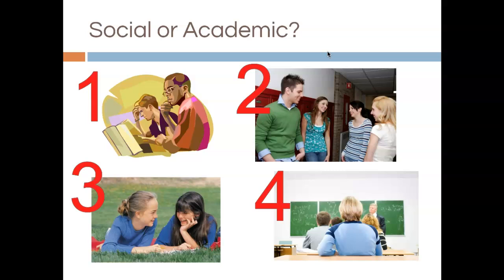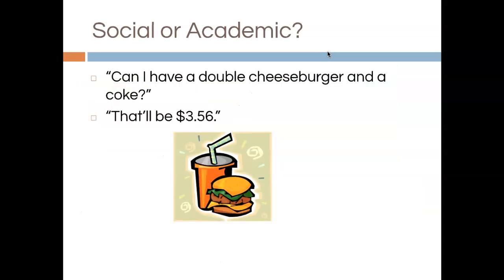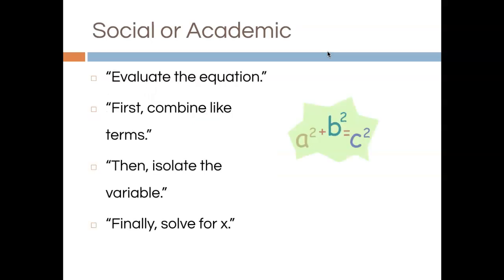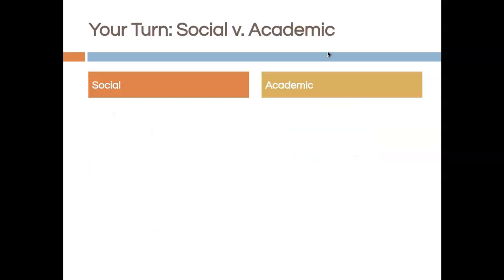Okay. So which ones are social and which ones are academic? Answer the question, please. How about this? Can I have a double cheeseburger and a Coke? That'll be $3.56. How about this? Evaluate the equation, first combine like terms, then isolate the variable, finally solve for x.